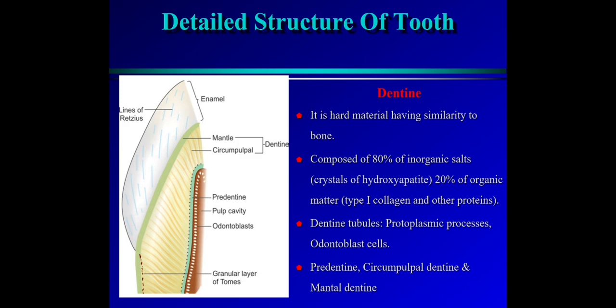We have seen these different parts of the dentine. Dentine is made up of the dentine tubules and the tubular sheath. This formation divides the dentine into three different parts. The three different parts are the predentine, circumpulpal dentine and the mantle dentine.